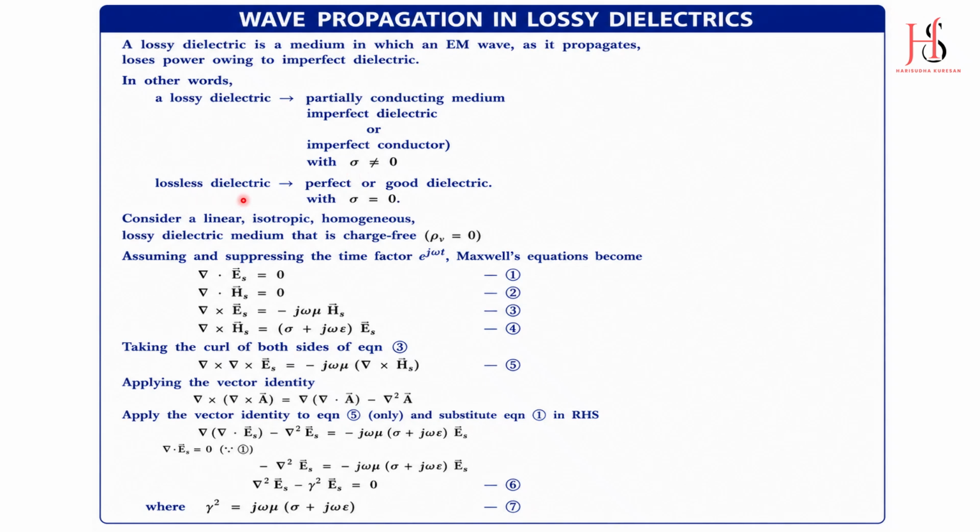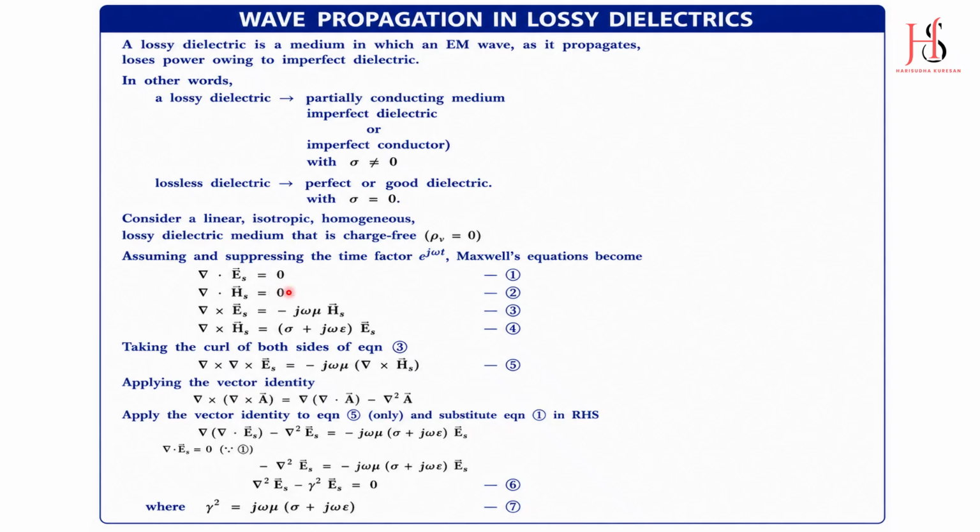Similarly, what is a lossless dielectric? It is a perfect or a good dielectric with the conductivity equal to 0. Now let us assume a linear isotropic homogeneous lossy dielectric medium that is charge free. Charge free in the sense that rho v is equal to 0. Now we'll assume all of Maxwell's four equations. So Maxwell's four equations along with the time factor are listed as follows.